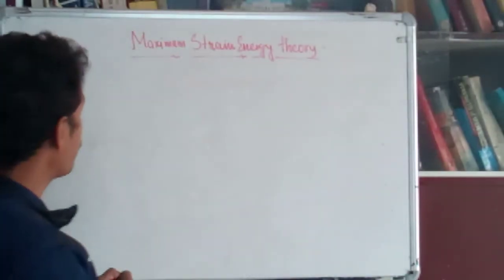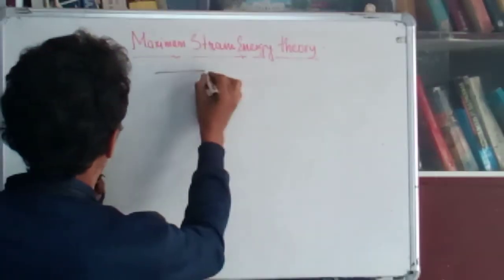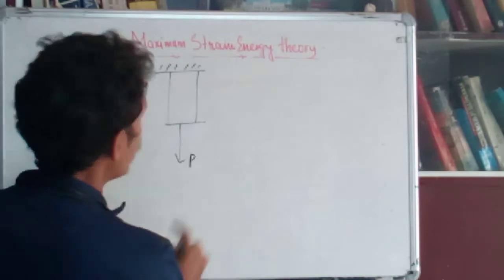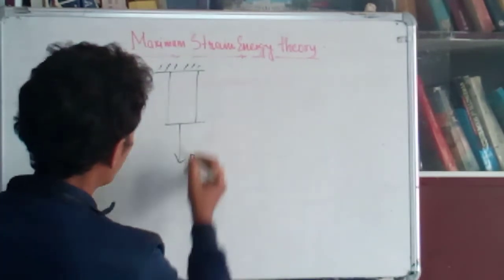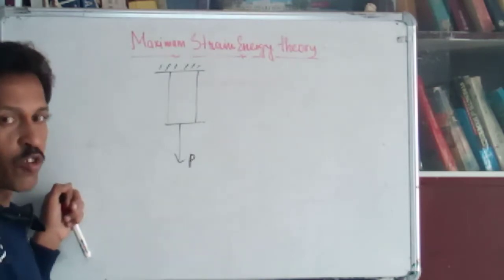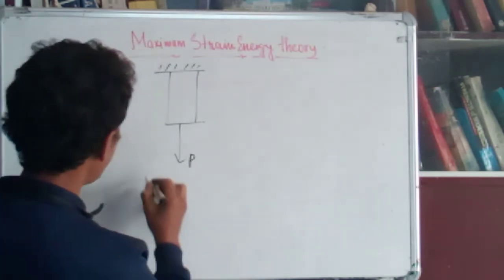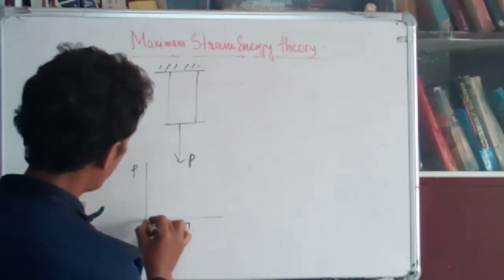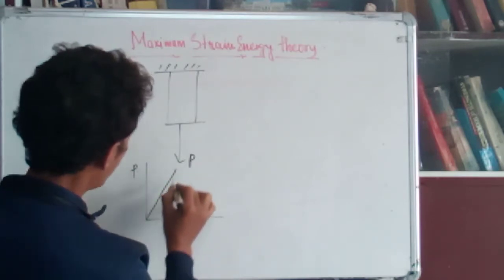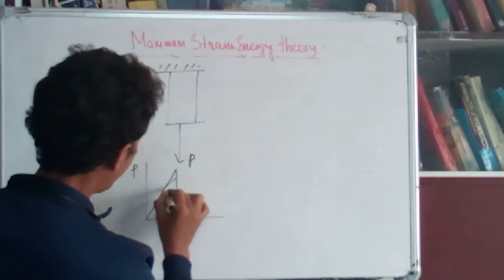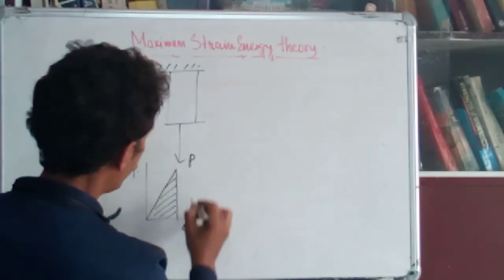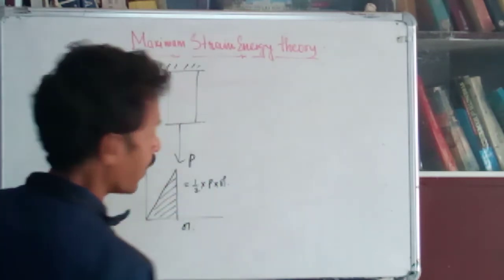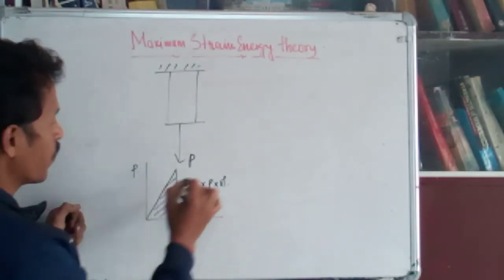Suppose this is a component, and we apply only a tensile load, a unidirectional load. Due to the application of load, strain energy will be stored. So how to find out the strain energy? This is P, this is L. You are applying the load gradually, up to the elastic limit, so that area is the strain energy. That area is equal to half into P into del L. So that is the strain energy.